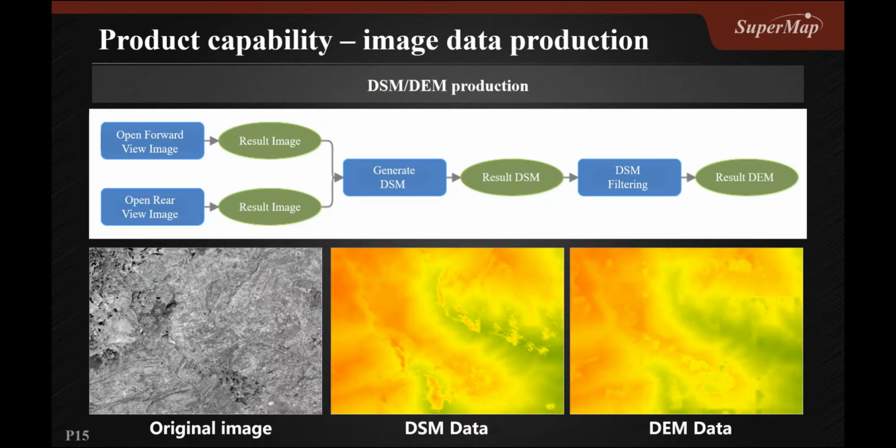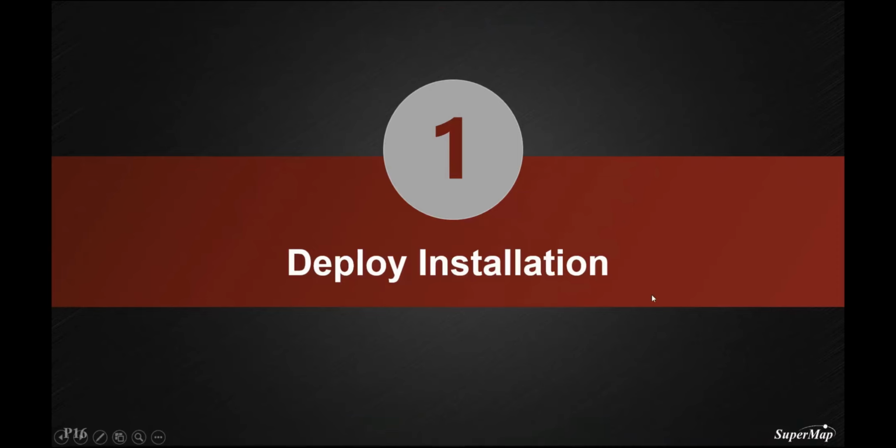And this process enables users to easily extract the surface and terrain models from stereoscopic images. And the above is the overview of the functionalities of our ImageX Pro. Next, I will demonstrate some of the features in the software.